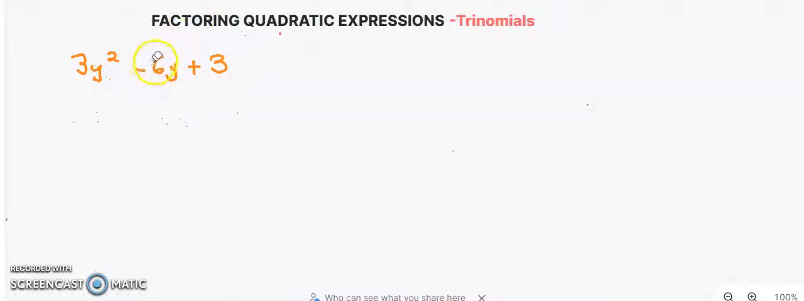Factoring trinomials. This is a trinomial. It has three terms: 1, 2, 3. So to factorize a trinomial, first we look at the first term.